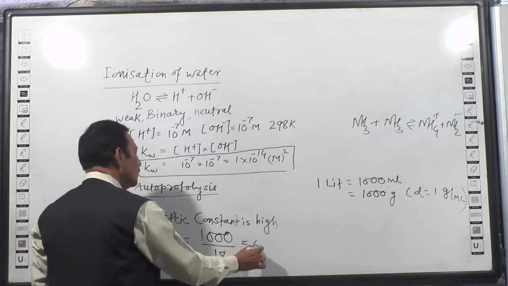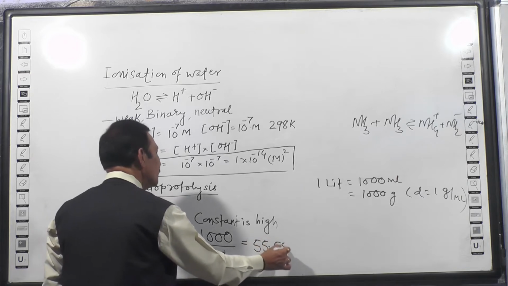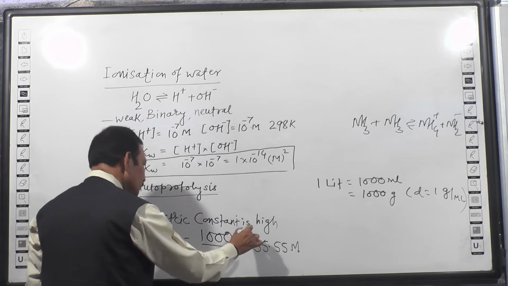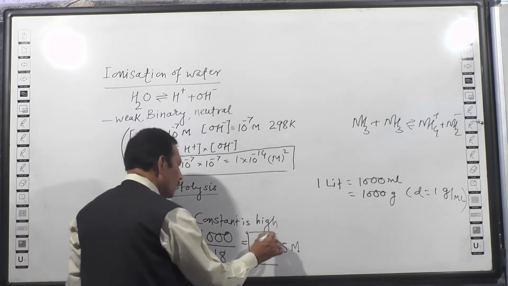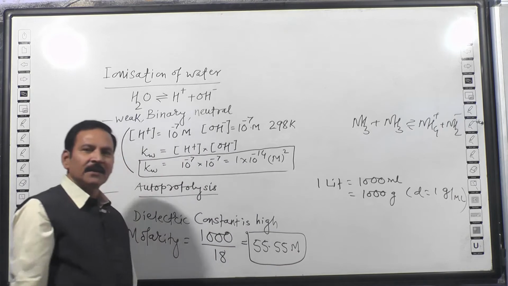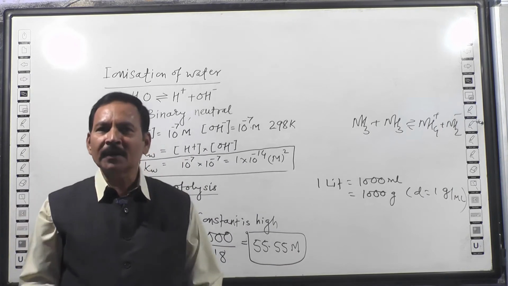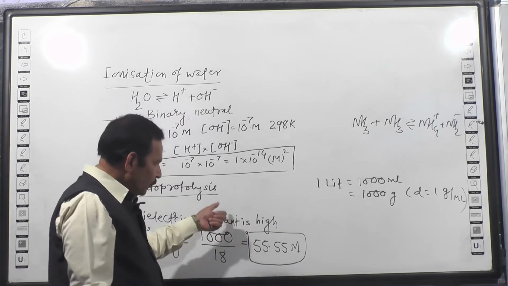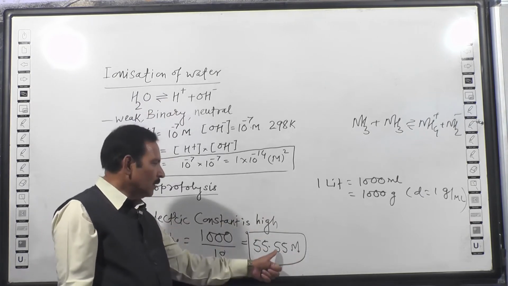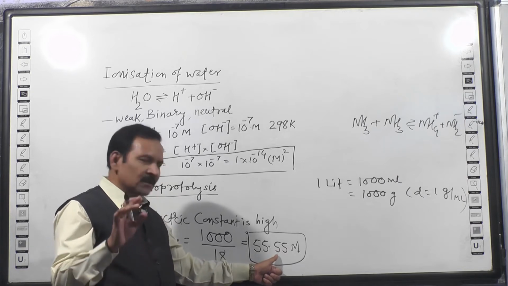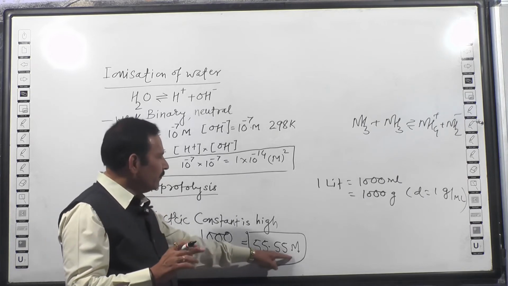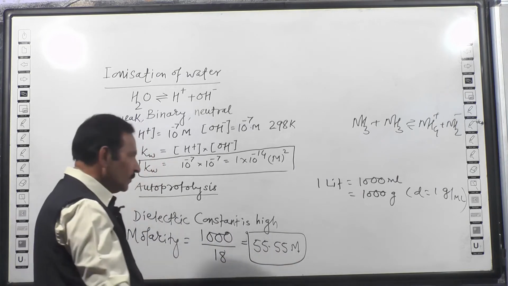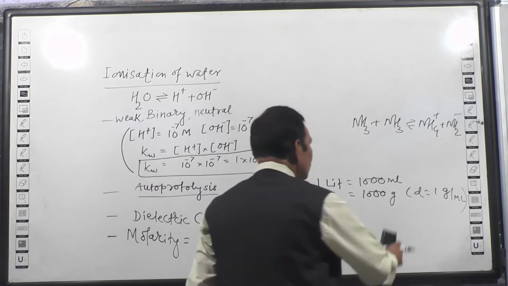So this is 55.55 molar. 55.55, this is to be remembered by all of us. It is always constant, its value never changes. So if somebody asks what is the molarity of pure water, we have to give the answer: 55.55 molar is the molarity of pure water. So this is one more character of water.